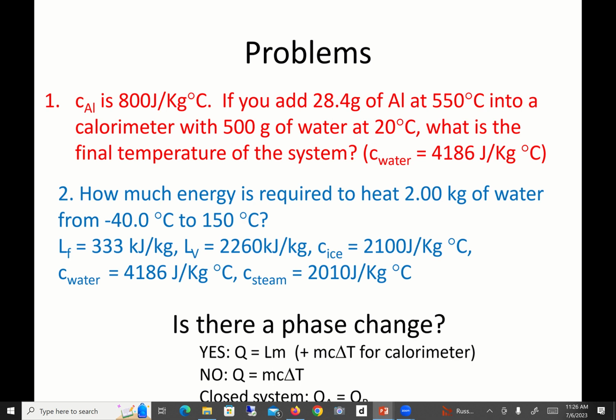All right, so I want you to do two problems then to do the two different calculations. So first problem is taking some aluminum at 550 degrees C and putting it into a calorimeter with water at 20 degrees C. And the second one is to take 2 kilograms of water that's at minus 40 degrees C, so it'll be in the ice stage, up to 150 degrees C, which will take it into the steam phase. So you're going to take the example that I just did, but you're going to go the opposite direction.